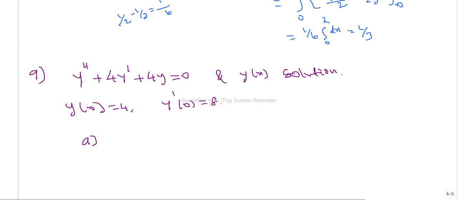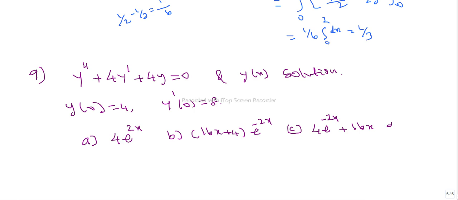The first option is 4 times e power 2x. The second option is 16x plus 4 times e power minus 2x. The third option is 4 times e power minus 2x plus 16 times x. The last option is 4 e power minus 2x plus 16x e power 2x.